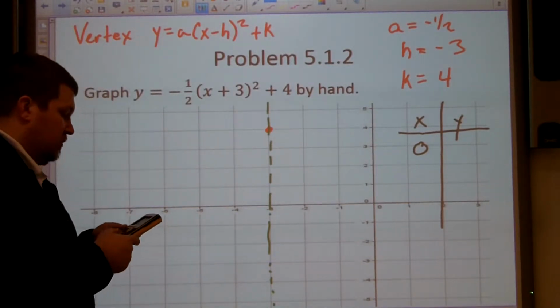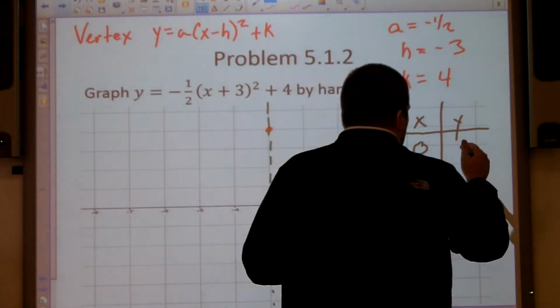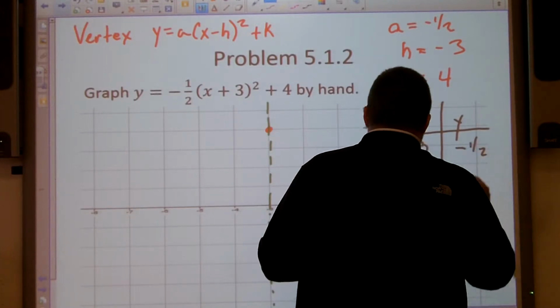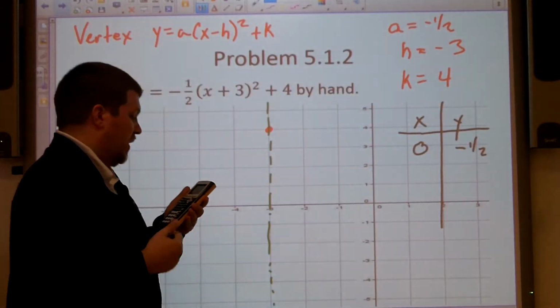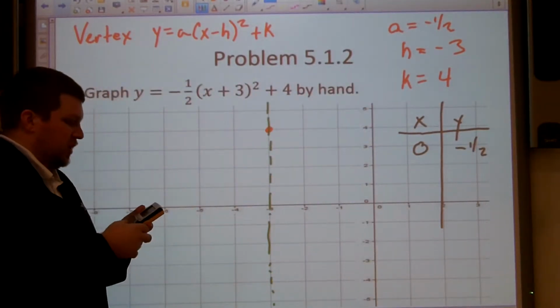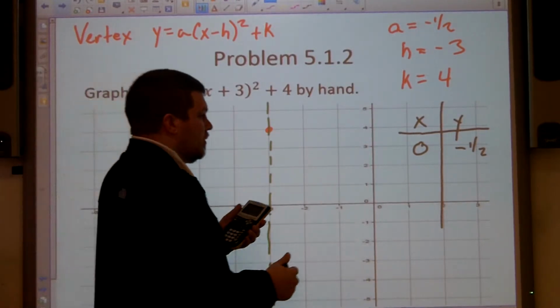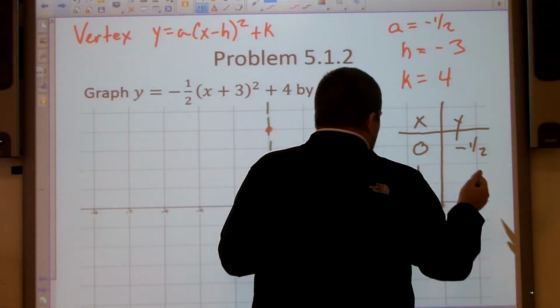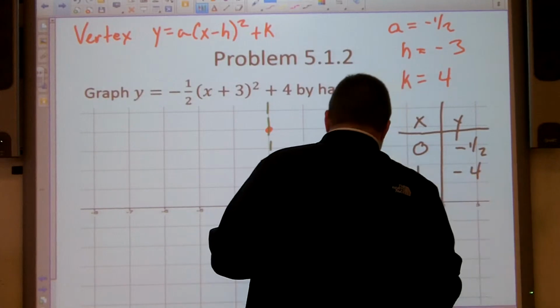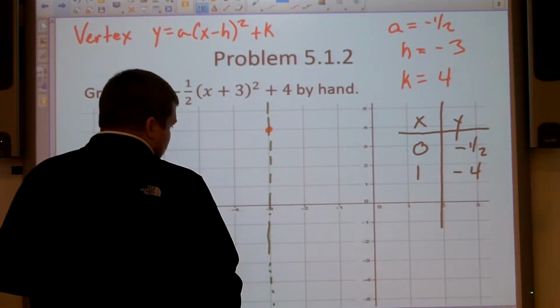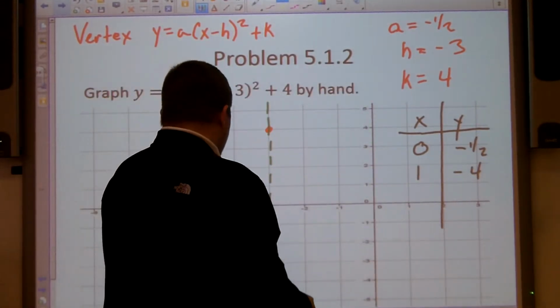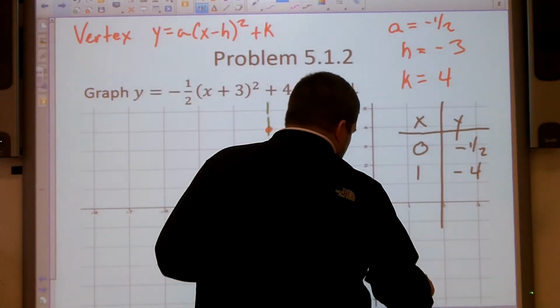So at 0, y is negative 1/2. Okay, but I want to try to find nice values, so let's maybe try 1 instead. So at x equals 1, y is negative 4.